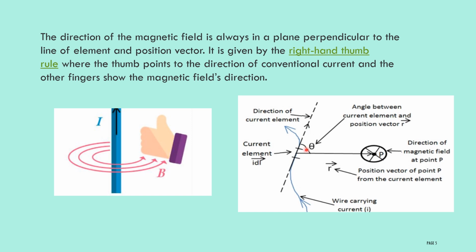Let us see this picture. This is the direction of the current. If you hold the current carrying conductor with your right hand, the thumb indicates the direction of the current. Then if you fold the fingers, they show the direction of the magnetic field. Here, the magnetic field points towards the outside of the conductor.